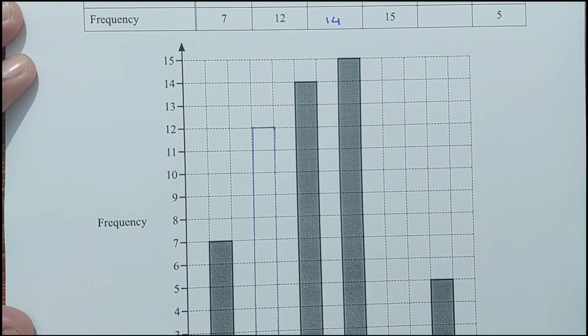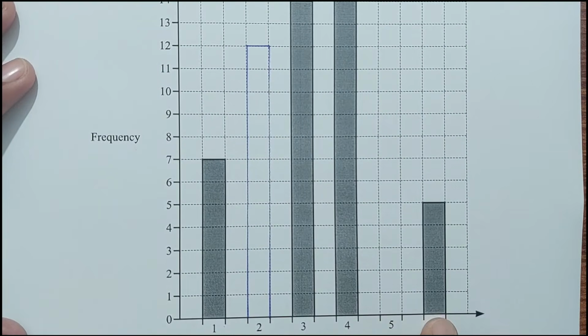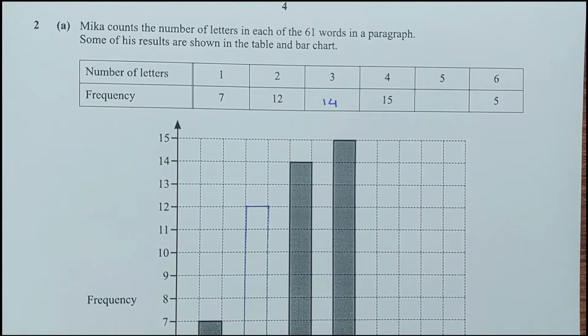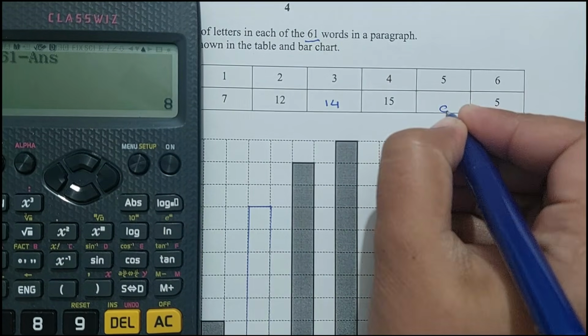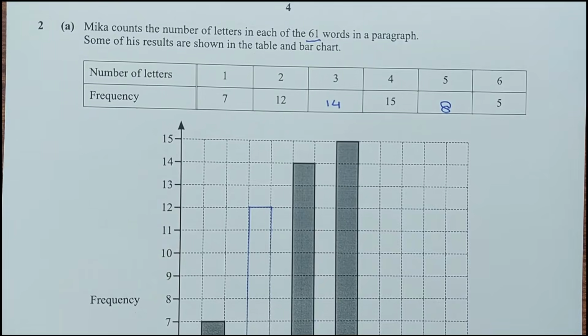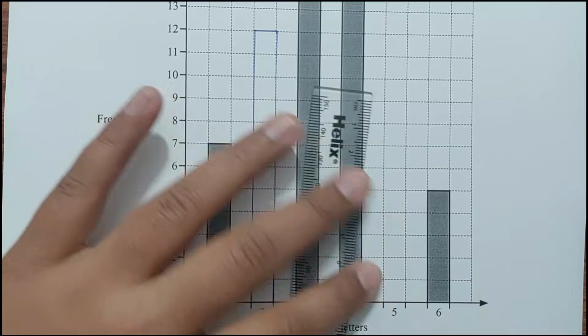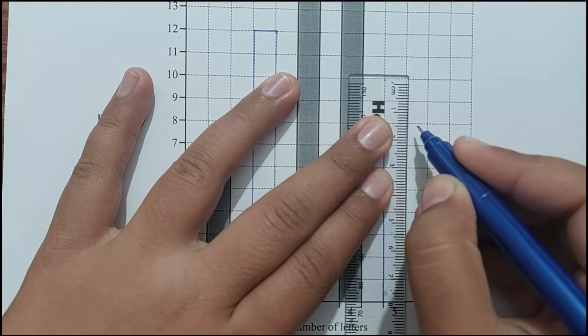Number 5 is missing. We have to solve for 5. And for number 6, it's 5. We have been given that the sum should be 61, so let me add them up: 7 plus 12 plus 14 plus 15 plus 5. And 61 take away the answer should be 8. The frequency for 5 is 8. Let me draw the bar for 5. Here is 8.